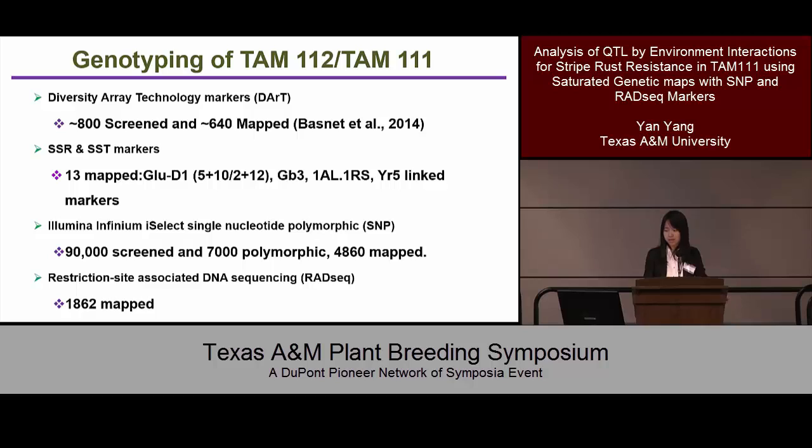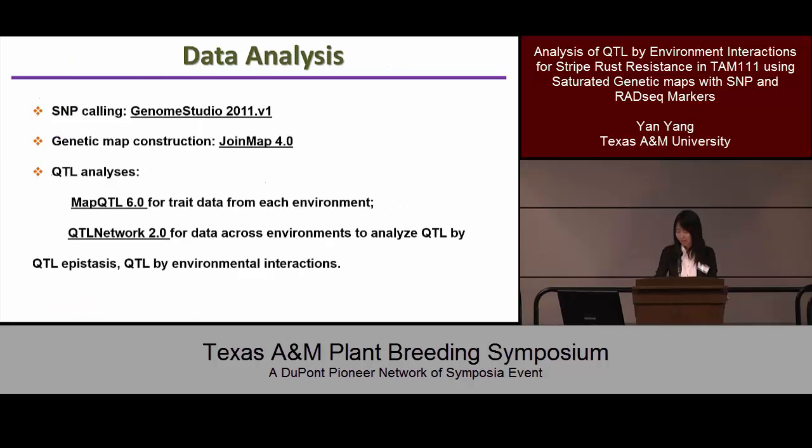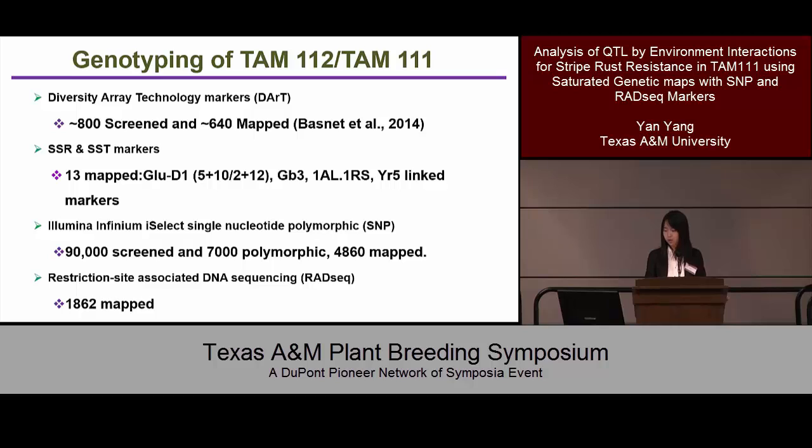Besides the DArT markers, we incorporated several SSR markers and SSTS markers. And the 90K SNP markers were screened, and in total 4,860 SNP markers were mapped. Besides this, in the end, we also incorporated some RNA-seq markers.